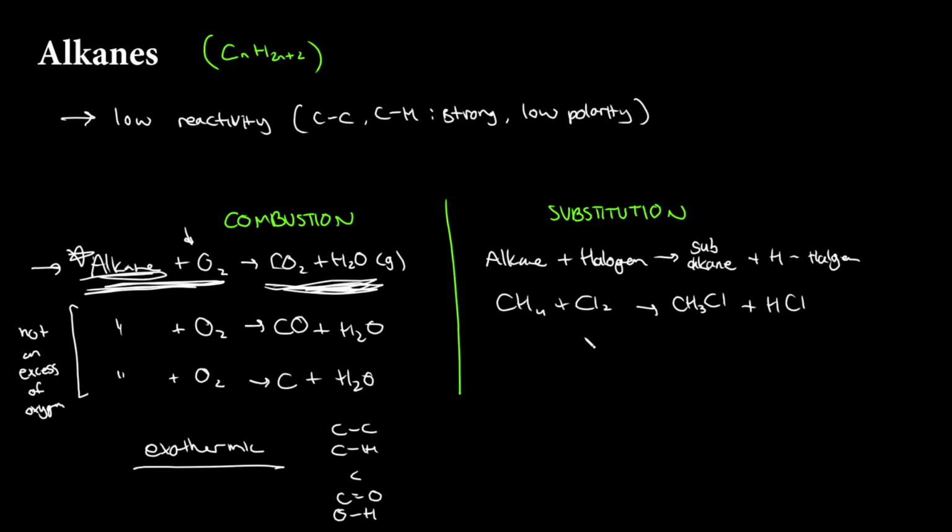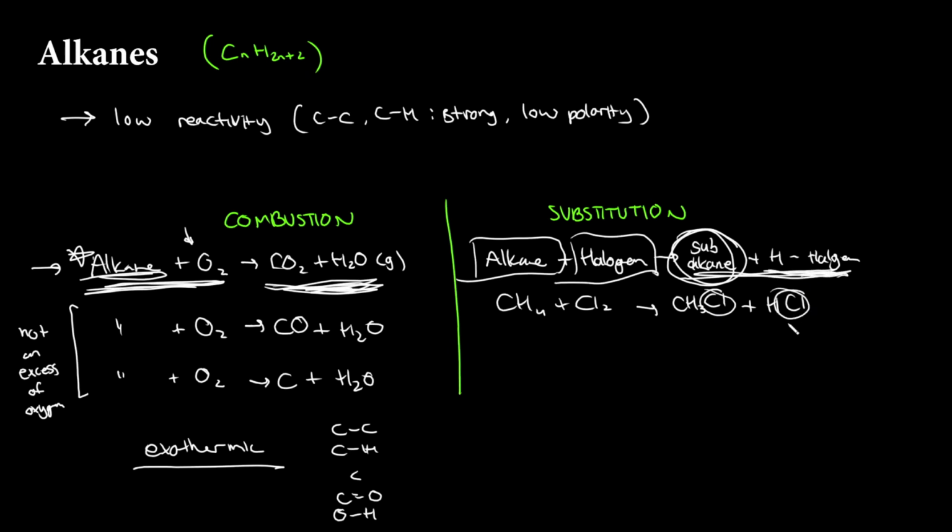So this might be a little confusing, but just remember, any alkane with any element from the halogen group is going to create these 2 products: a substituted alkane, which is basically an alkane with one of the hydrogens replaced by the halogen, and then a hydrogen bonded with one of the halogens. So it's a lot easier when you think of it in this general sense, and then all the examples will kind of make sense.